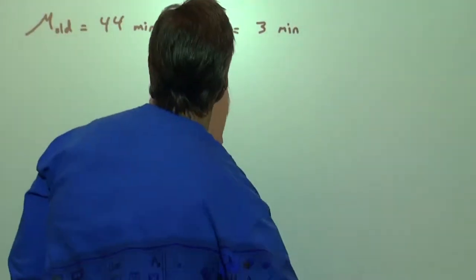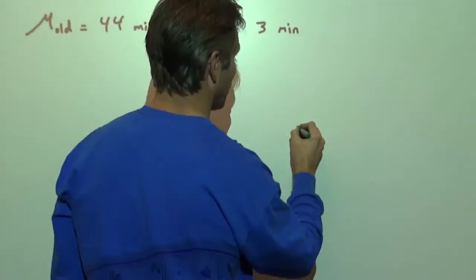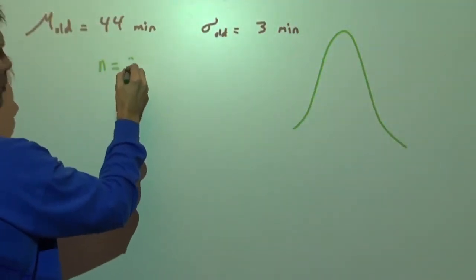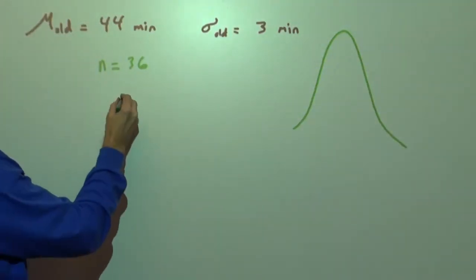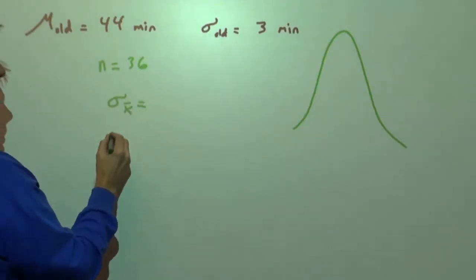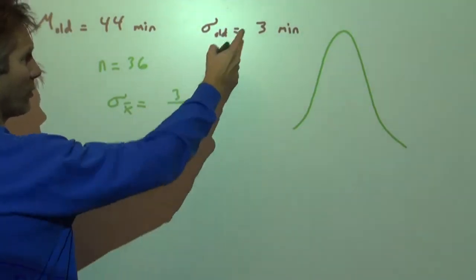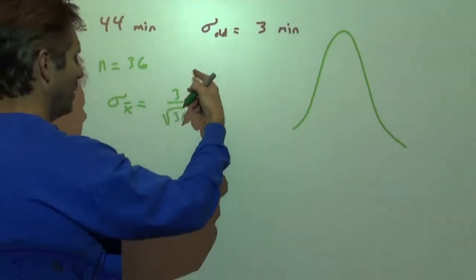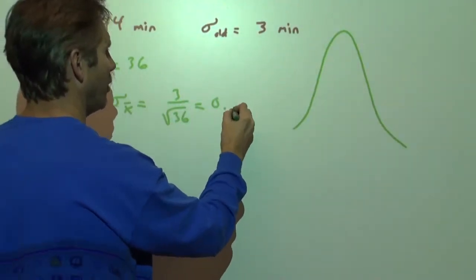What we're going to say is we're going to come up with this distribution. We're going to take a sample, and it needs to be a sample that's more than 30. So suppose we're going to take a sample of size 36. That's going to give us the standard deviation of the means: the old standard deviation divided by the radical of the sample size. So 3 over 6 is 0.5.